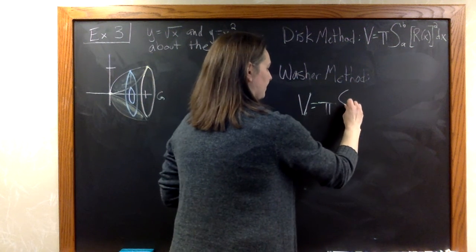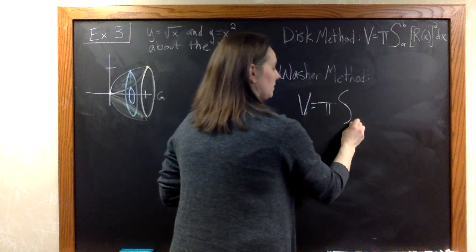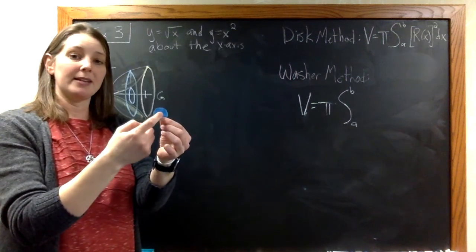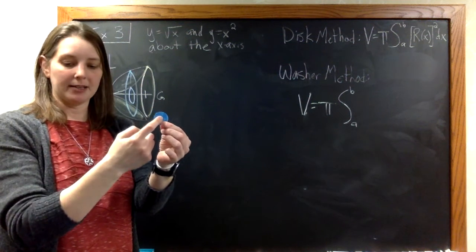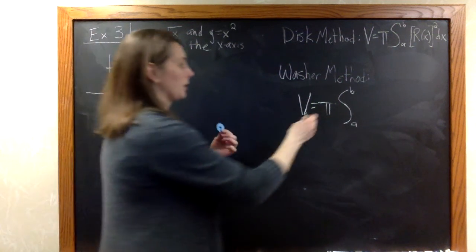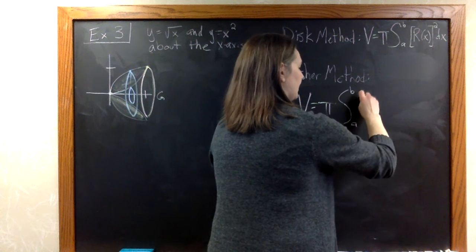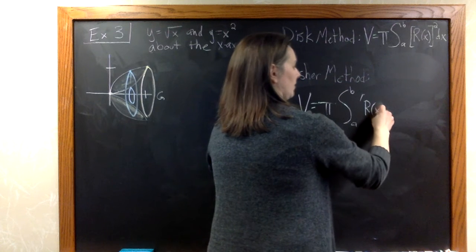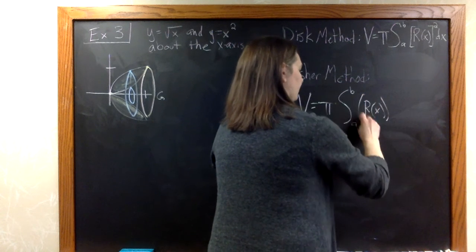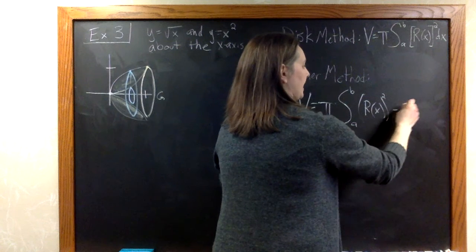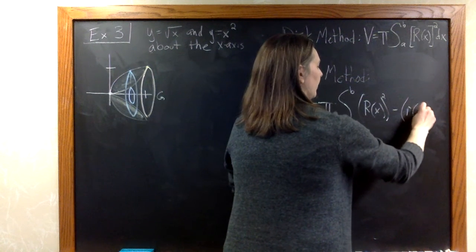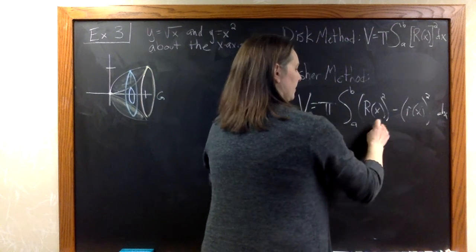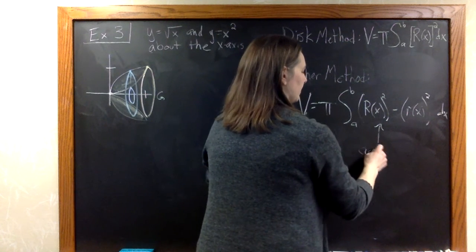Okay. So we're still doing the integral from a to b, but what we need to think about is the outer radius and the inner radius of this. Okay, so we are going to take the outer radius squared, call that capital R of x, minus the inner radius, and I'm going to call that little r of x. Okay, that's the outer radius.